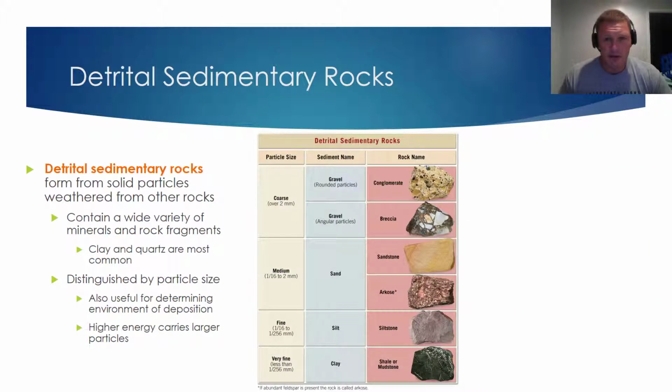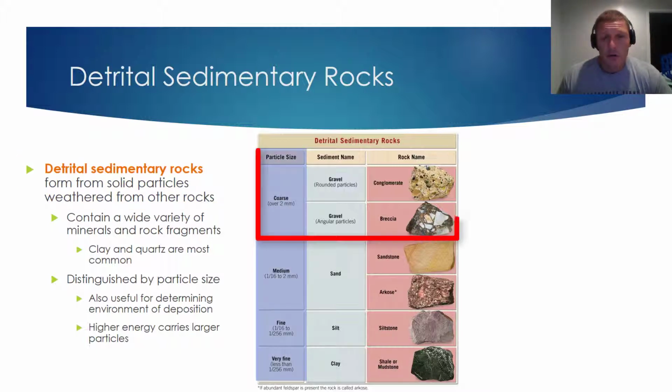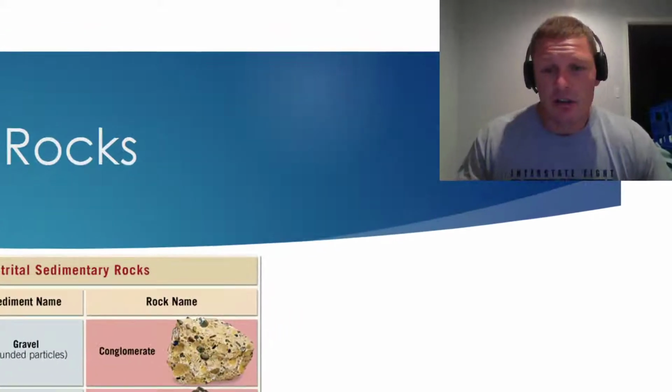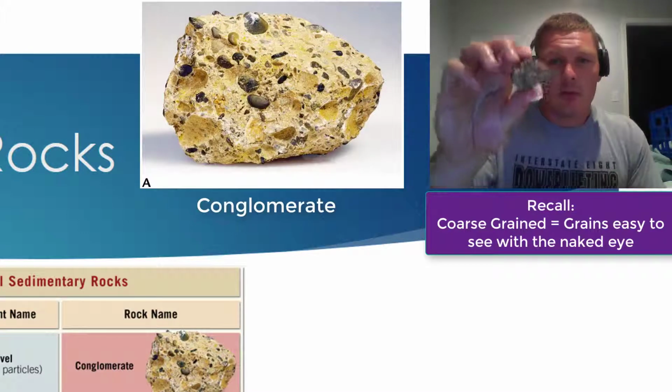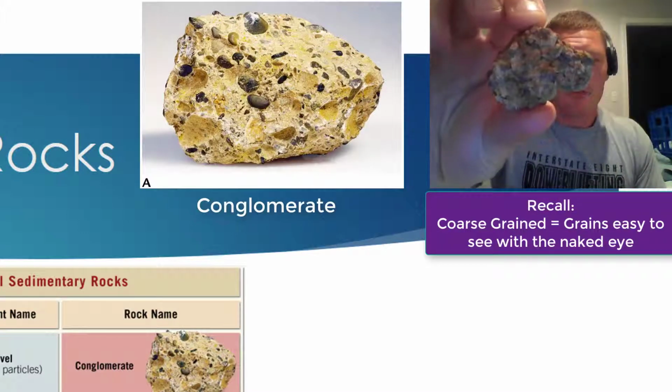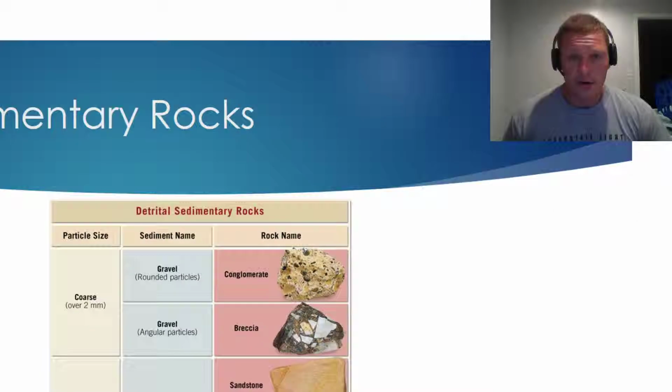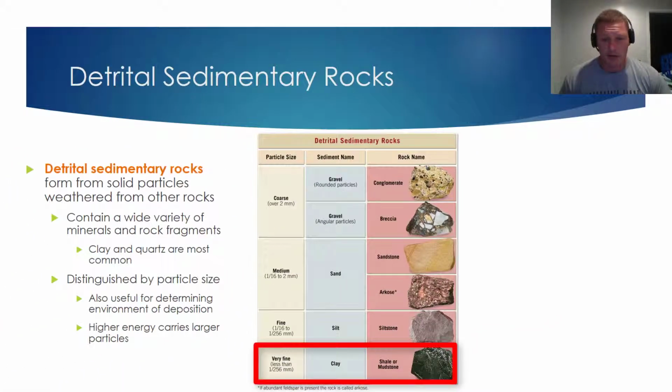There are two main types of sedimentary rock that we're going to talk about in this podcast. The first being detrital sedimentary rocks. Detrital sedimentary rocks form from solid particles weathered from other rocks. So these rocks may contain the weathered remains of igneous rocks, for example. Detrital sedimentary rocks can be classified based on their particle size. As an example of a coarse-grained detrital sedimentary rock, we can take a look at conglomerate. I have a sample of conglomerate right here, and you can see some really good cementation that's gone on in this sedimentary rock.